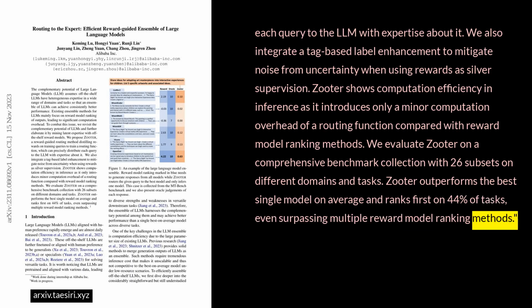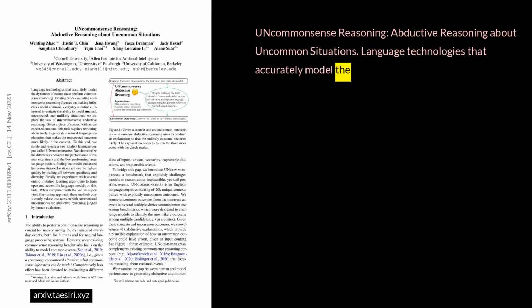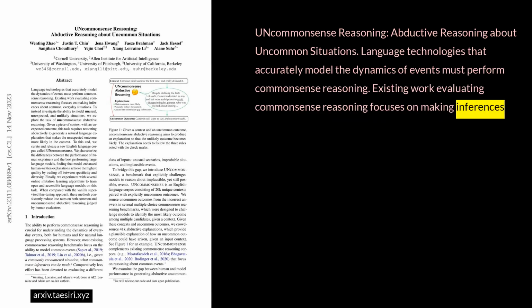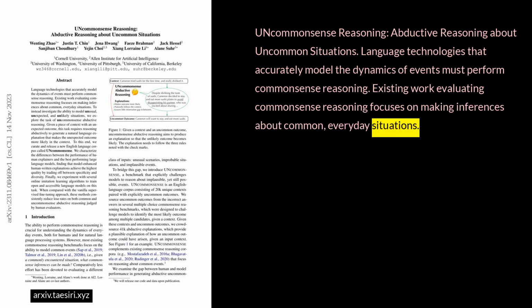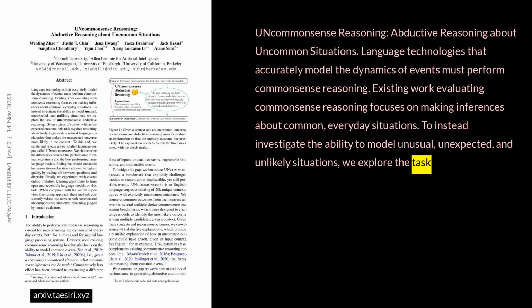ranking methods. UnCommonsense reasoning: abductive reasoning about uncommon situations. Language technologies that accurately model the dynamics of events must perform common sense reasoning. Existing work evaluating common sense reasoning focuses on making inferences about common everyday situations. To instead investigate the ability to model unusual, unexpected and unlikely situations, we explore the task of uncommon sense abductive reasoning.